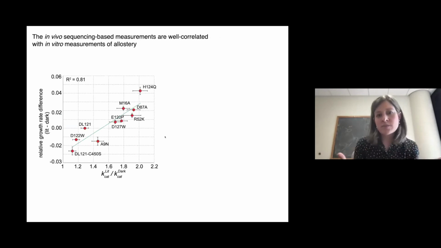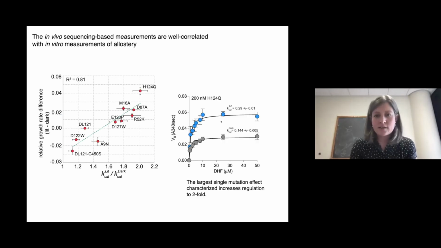Okay, so then we wanted to make sure that our in vitro measurements of allostery are correlating to what we're inferring in vivo. And so we expressed, purified, and biochemically characterized these through steady state Michaelis-Menten kinetics. And what we see is a pretty good correlation between our in vivo measurements and these in vitro measurements. And the mutant with the largest allosteric effect is this mutation H124Q, which now increases our regulation to 2-fold. So I'll remind you, our starting construct had a 28% increase in regulation in response to light. And so H124Q increases this to about 2-fold. Okay.